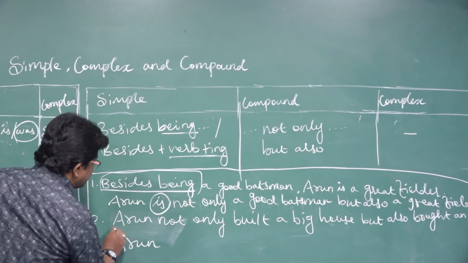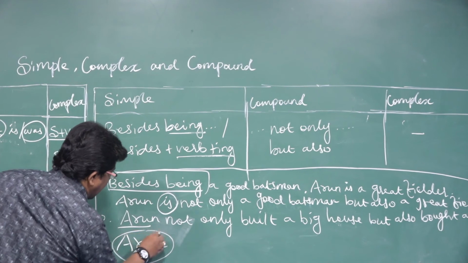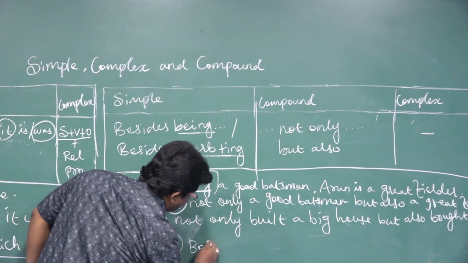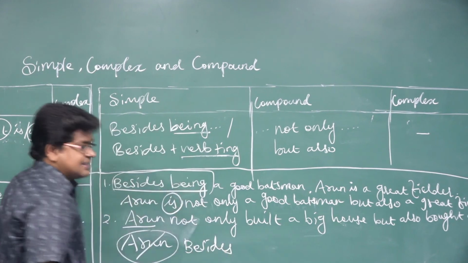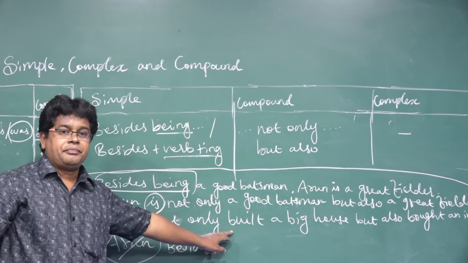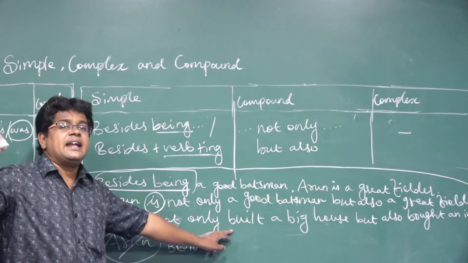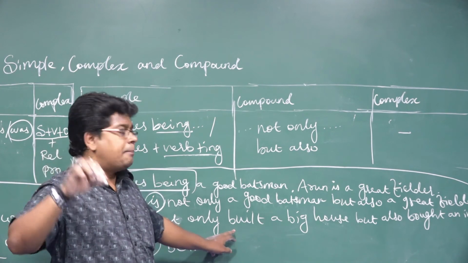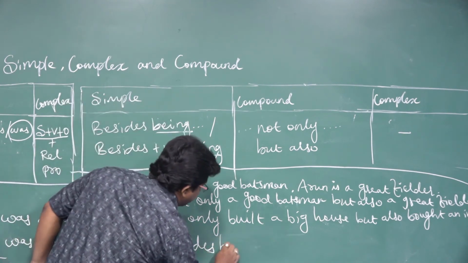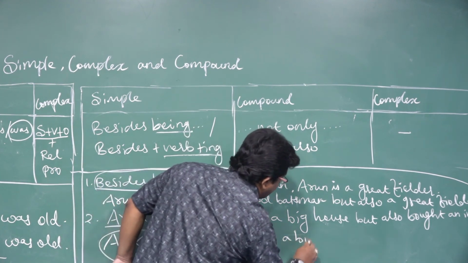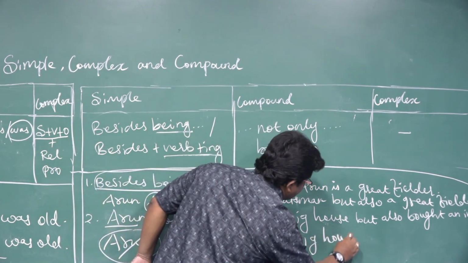Some of the students are writing Arun. You should not write Arun. How do you have to start? Besides. Now what verb have they given? Built is the verb. So we cannot add ing along with the past tense. We are adding ing only along with the present verb. So besides building, besides building a big house.